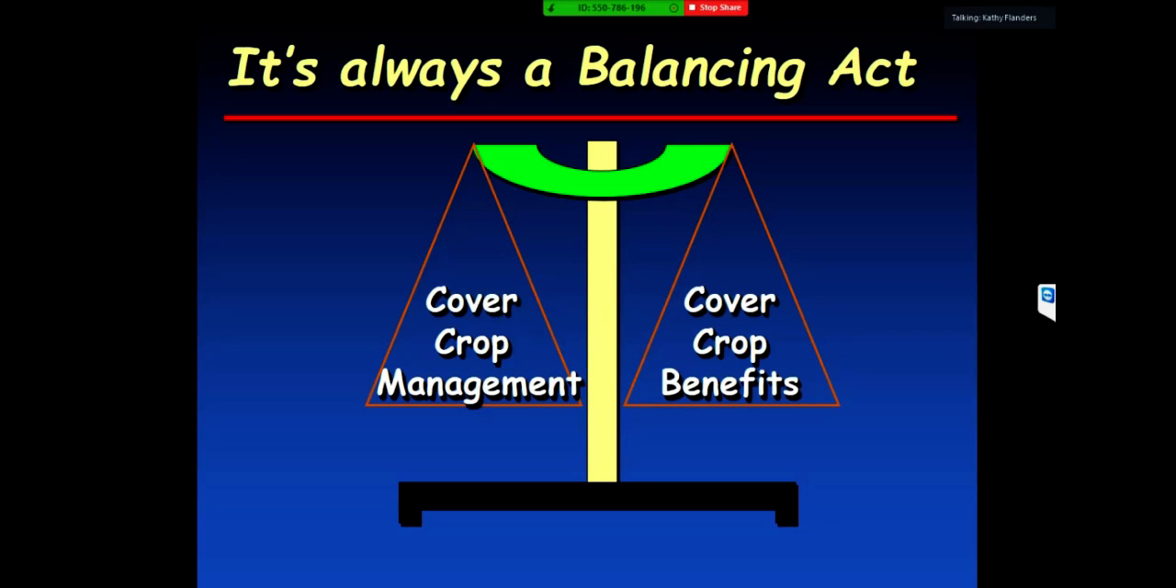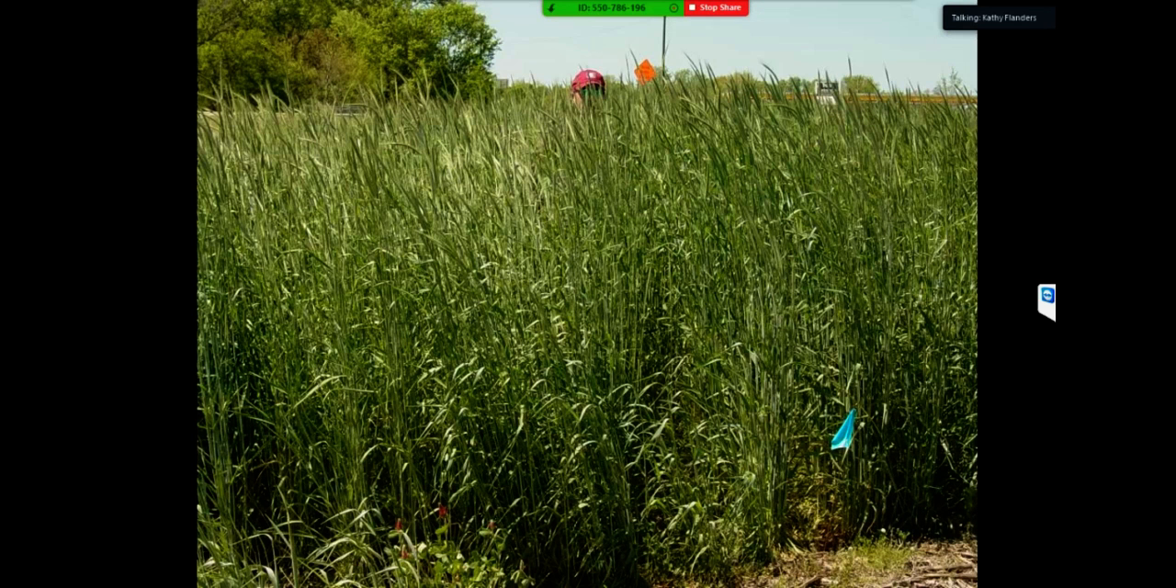But it's always a balancing act. Cover crop management and cost in time and in money versus cover crop benefits. Again, the objective is not necessarily maximizing the cover crop, but maximizing the benefits from the cash crop that's going to follow it. We just need to get the best balance of that.